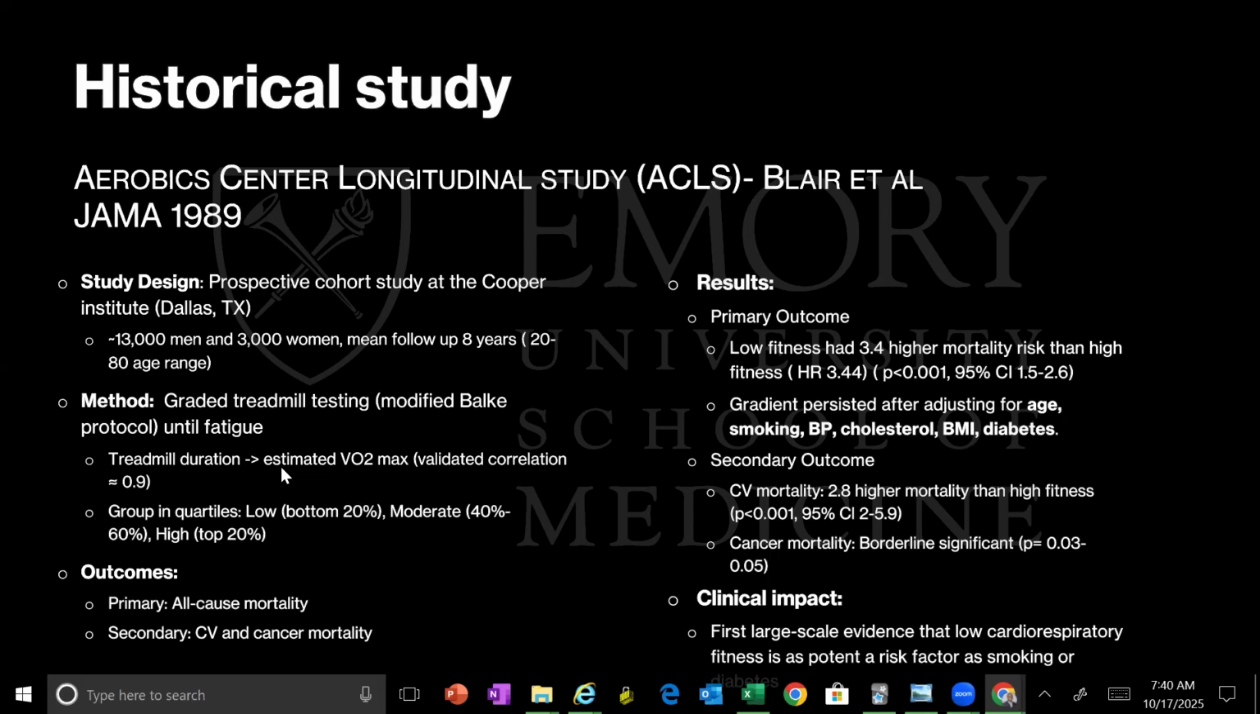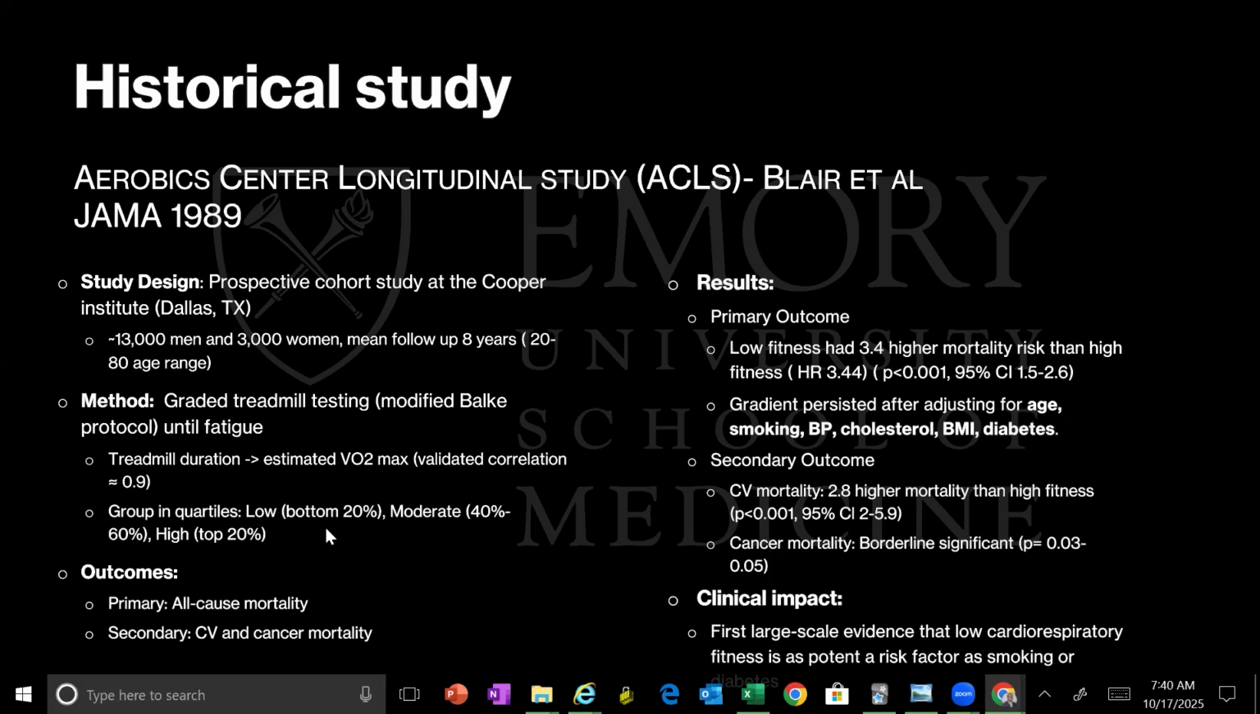And what they did was they let everybody go. So they got data from all of these people, 16,000. Then they put them in quartile ranges. People in the top 20th percentile, you would consider high quartile. You were in the high VO2 range. If you were in the middle, of course, you're moderate. And in the bottom 20th percentile, you were considered low fitness levels.